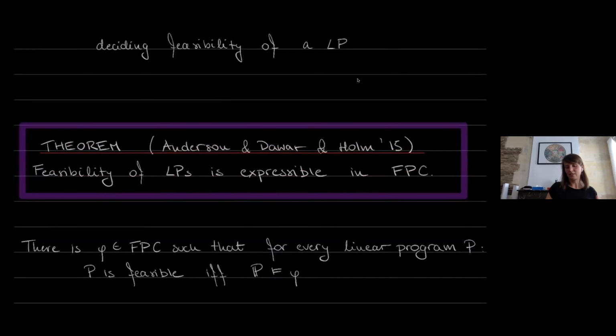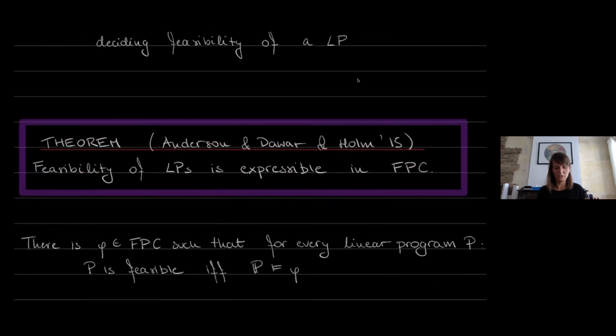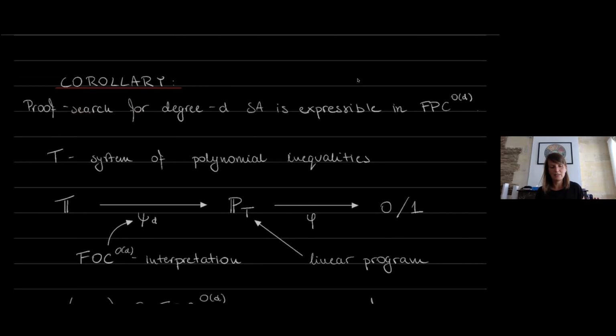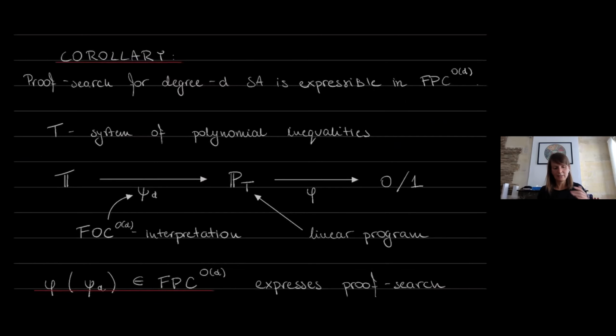So there is a sentence of FPC such that for every linear program P, P is feasible if and only if, and we've already seen one way of encoding linear programs as structures, so you can imagine what this structure is, the structure which corresponds to P satisfies this sentence phi. This is what the theorem says. Once we have this theorem of Anderson and coauthors, we can derive this corollary, which says that proof search for degree D Sherali-Adams is expressible in fixed point logic with counting, with a number of variables which is linear in that degree.